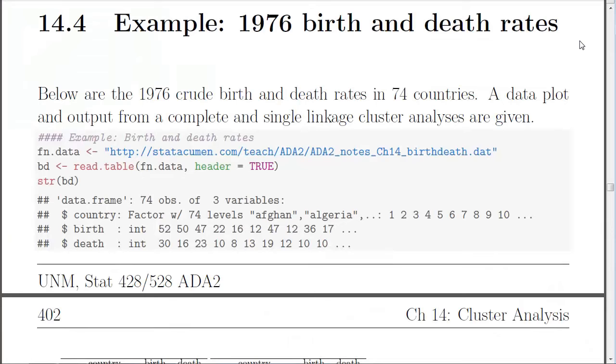With this example of 1976, the bicentennial year for the U.S., birth and death rates. So we're looking at 34 countries, and the birth rate and death rate are both defined as the number of births or deaths per 1,000 people of the population of the country. So it's a proportion of people, it's actually per mil, per 1,000 people.